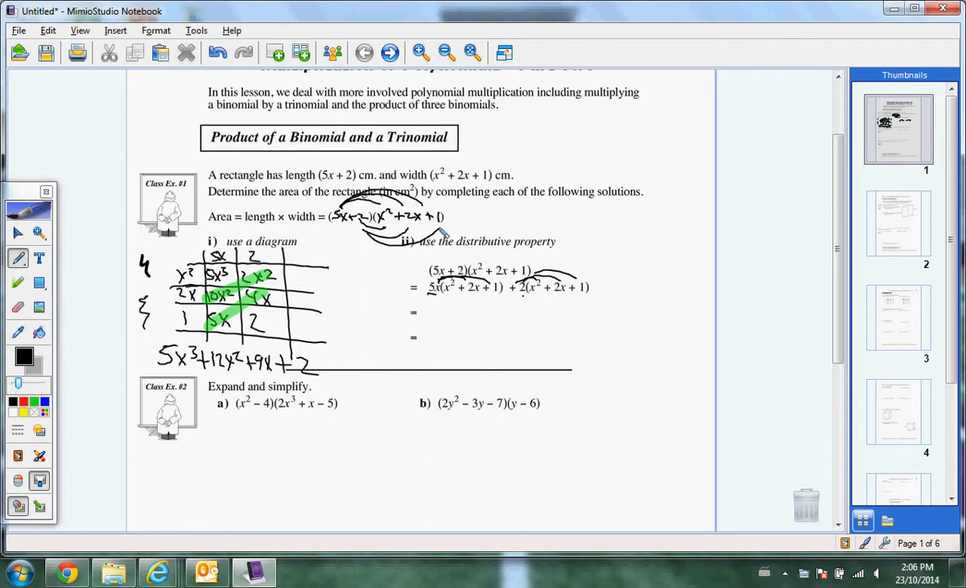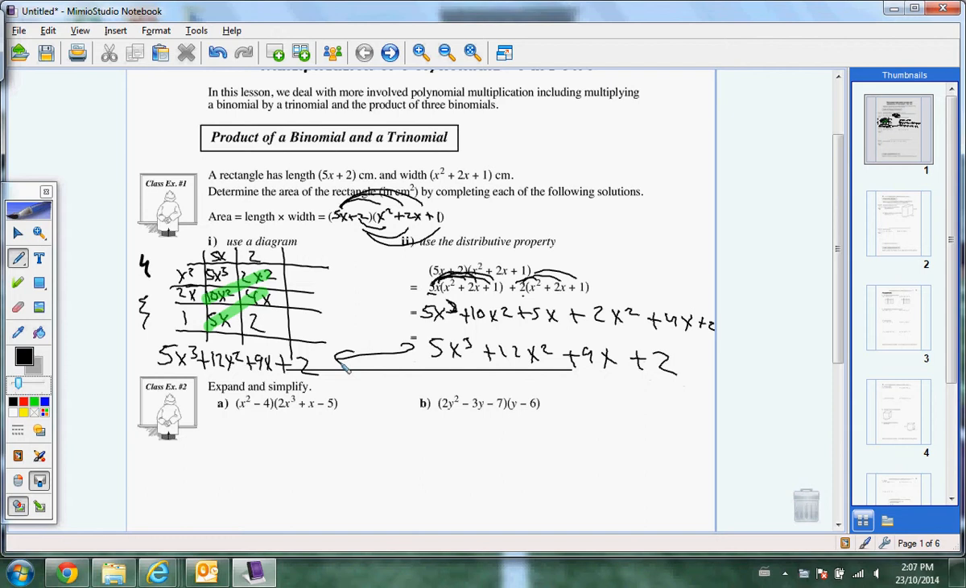But again, 5x times x squared is 5x cubed. Then we're going to get 10x squared for this one. And then we're going to get 5x. That one's done. Plus, I'm going to move over here, 2x squared, 4x. 2 times 1, 2. Now combine all like terms again, and again we're going to get 5x cubed, 10x squared plus 2x squared, we get our 12x squared, 5x plus 4x, we get our 9x, and then our 2. And we can see that those are the same, which we expected.